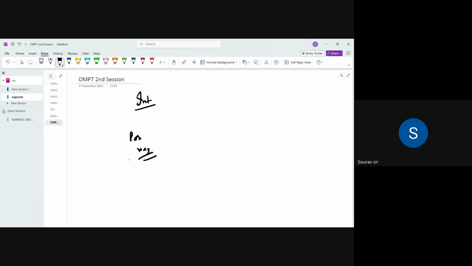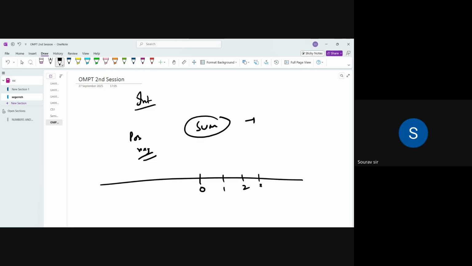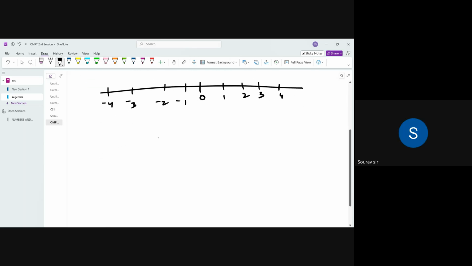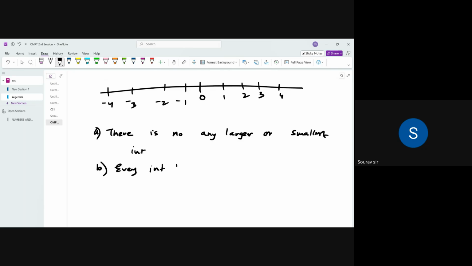I told you that there are integers, and we did a sum on the representation. 0, and here you have 1, 2, 3, 4, and here you have -1, -2, -3, -4. This is the representation. And I told you that there is no largest or smallest integer. Next, every integer has a predecessor and a successor.